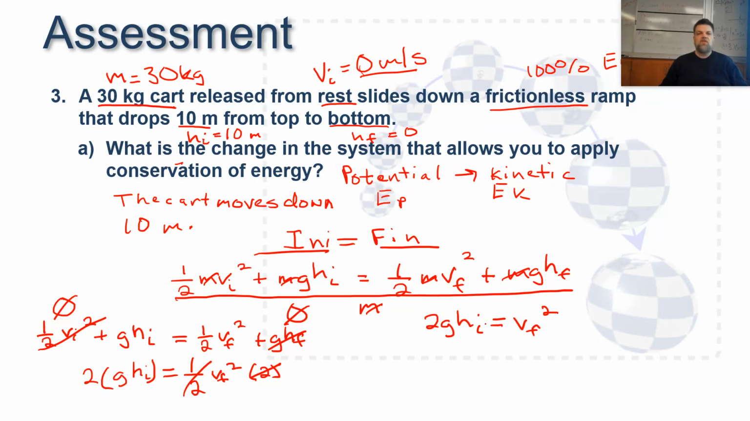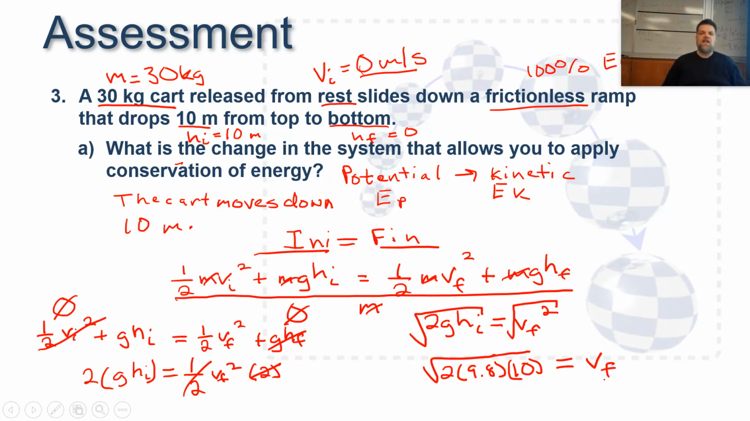What do you think I do before I start plugging in numbers? I'm going to have to take the square root of this and also this. So then I've got the square root of 2 times 9.8 times the initial height, which is 10, is equal to my final velocity. So this is the velocity right before it hits the ground. Okay?